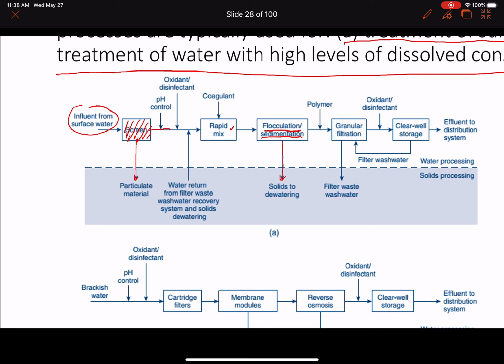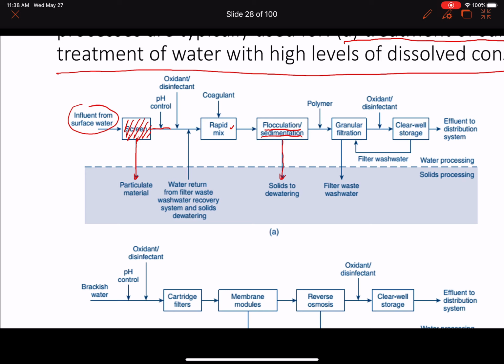After flocculation sedimentation, you add polymer. The main reason for this is to make sure that anything dissolved inside the water will be coagulated again, or the polymer will form some chemicals around it, and they will stick with other particles, and then the granular filtration will trap it. Of course, once you do filter cleaning or filter backwash, you will have filter wastewater. So the clean water after the filter will come to another oxidation disinfection, and then clear water storage, and then is sent to the public.